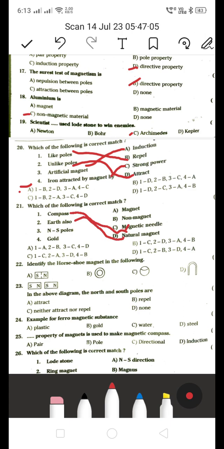Next, north and south poles are magnets. Gold is a non-magnet. So B will be the right answer.